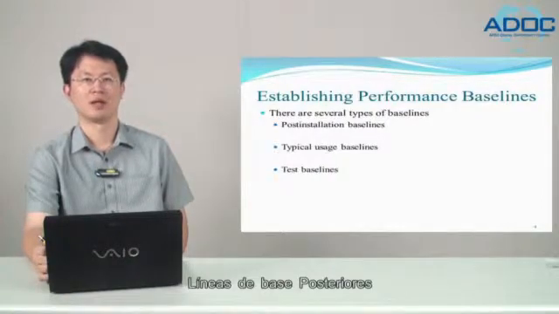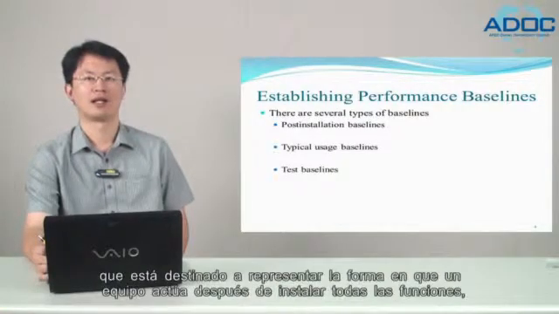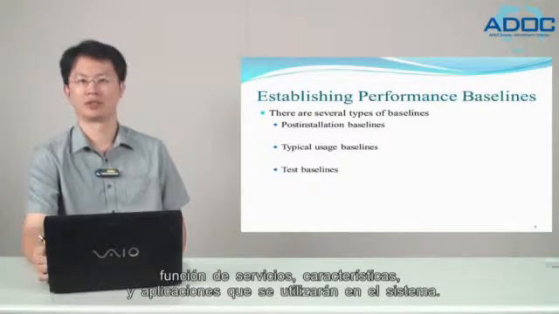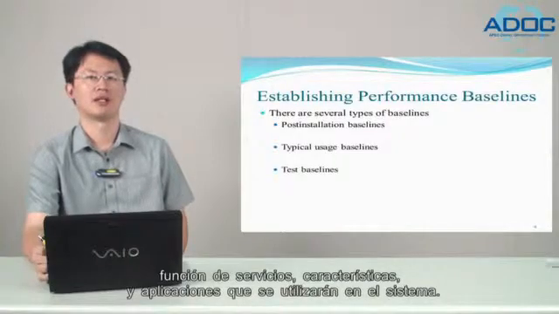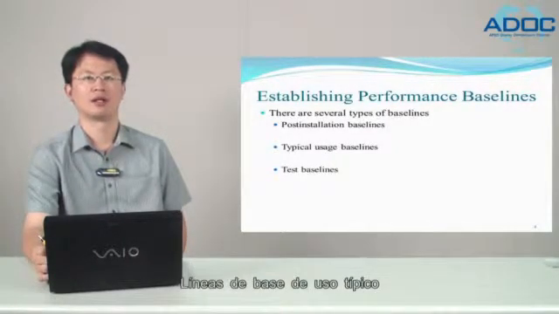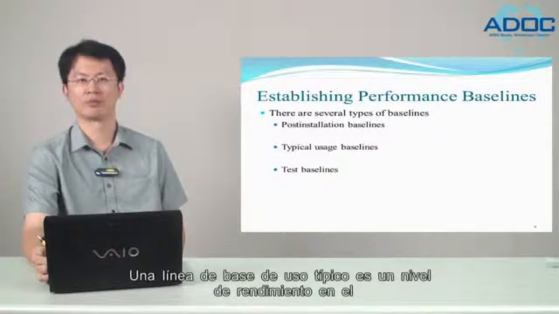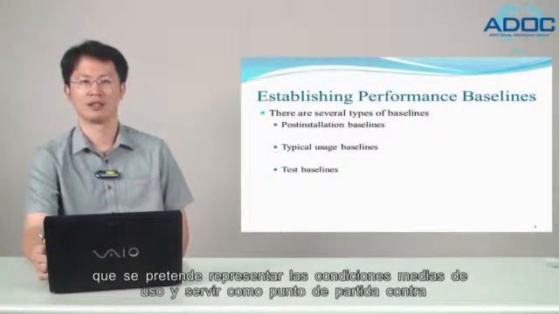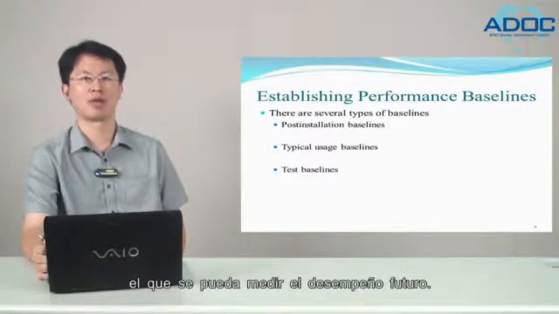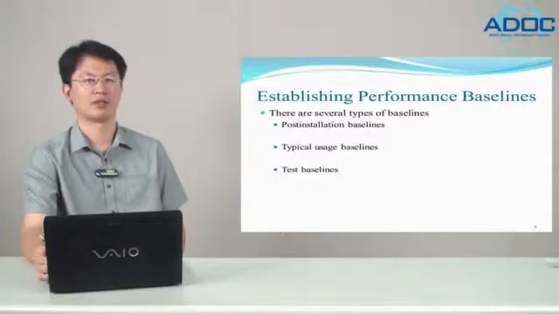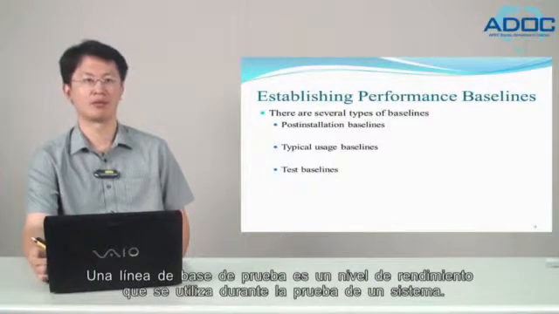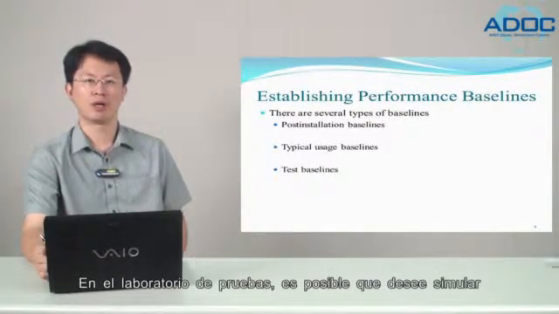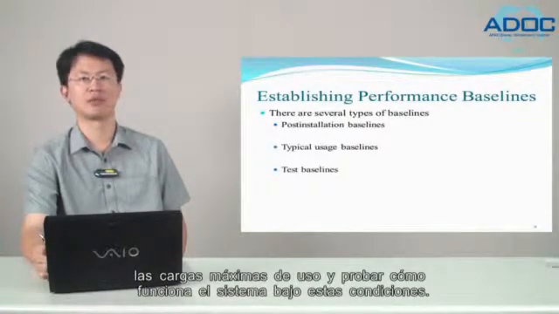Post-installation baselines. A post-installation baseline is a performance level that is meant to represent the way a computer performs after installing all the roles, services, features, and applications that will be used on the system. And typical usage baselines. A typical usage baseline is a performance level that is meant to represent average usage conditions and serve as a starting point against which you can measure future performance. Test baselines. A test baseline is a performance level you use during testing of a system. In the test lab, you might want to simulate peak usage loads and test how the system performs under these conditions.